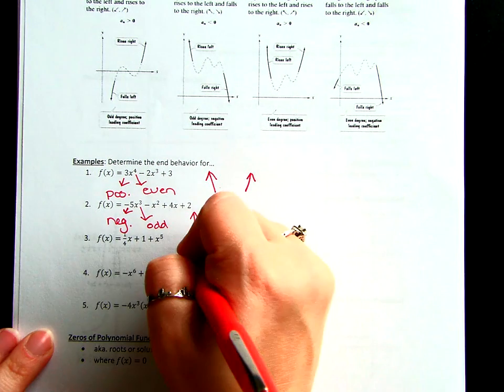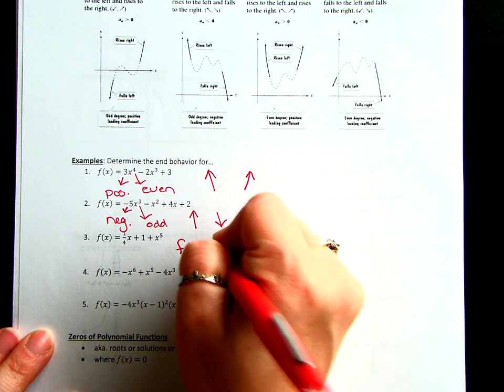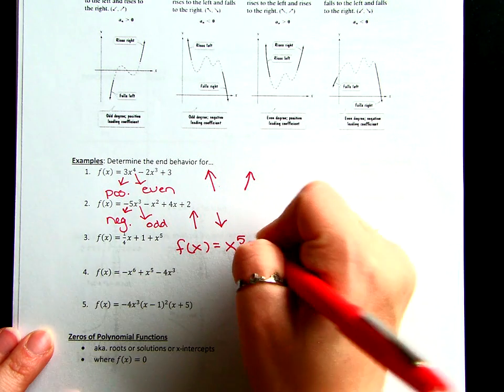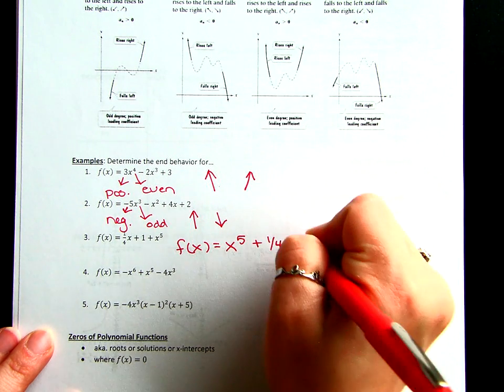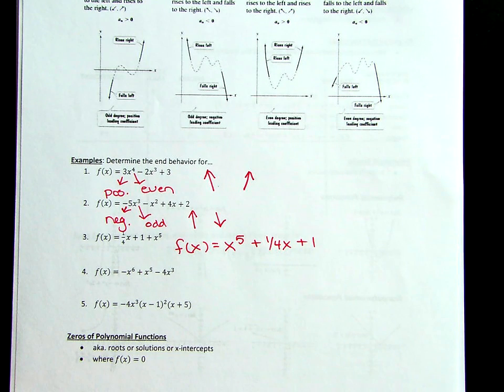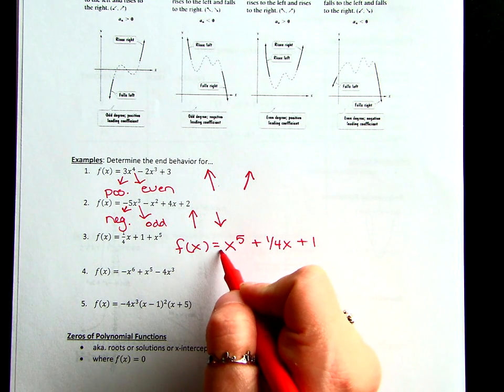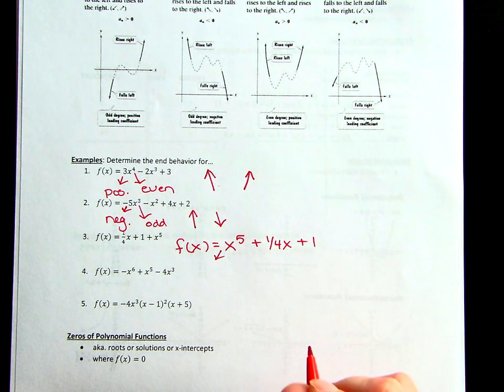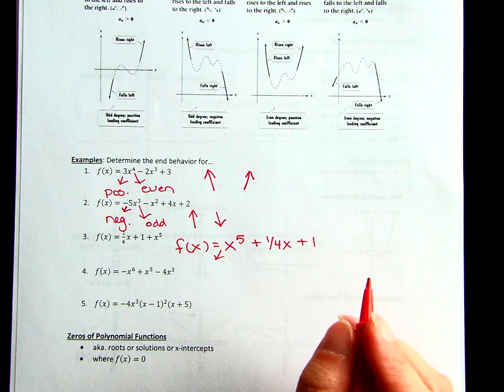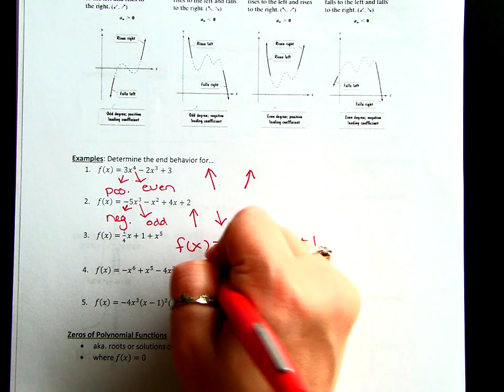So if you wanted to, you could write it in descending order where you'd have x to the 5th plus 1/4 x plus 1, and then you could go from there to identify your leading coefficient. Don't just assume it's the very first term because they may not have it written in descending order. So, yes, you are correct. 1 is right there in front of our x to the 5th because it's not written there. So that would be a positive.